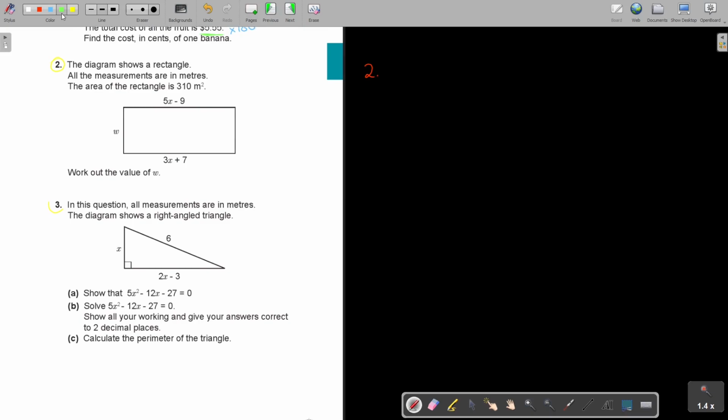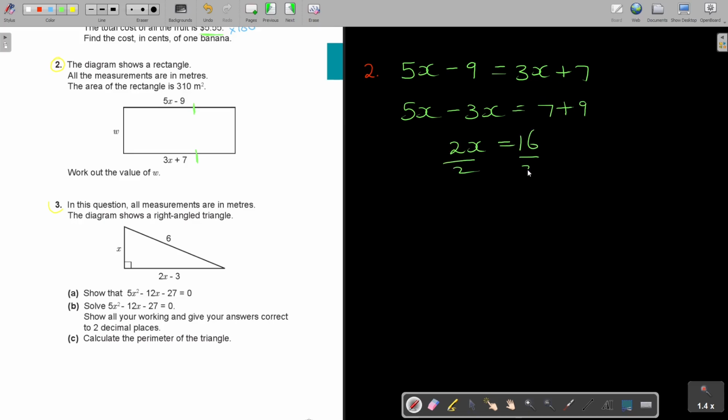I'm going to start by saying, if you look at a rectangle, you know that the opposite sides are equal. So to find the value of x, I can start by saying 5x minus 9 must be equal to 3x plus 7. Those sides must be equal. So 5x minus 3x equals 7 plus 9, and that's 2x, which is equal to 16. So I divide by 2, and I get the value of x is 8.